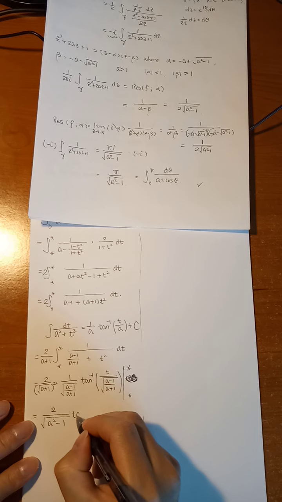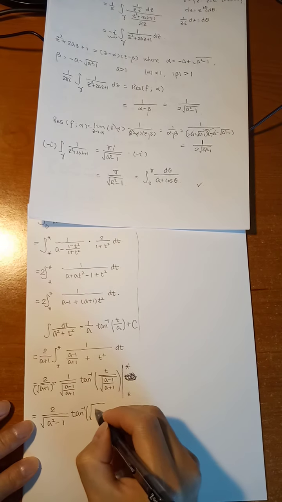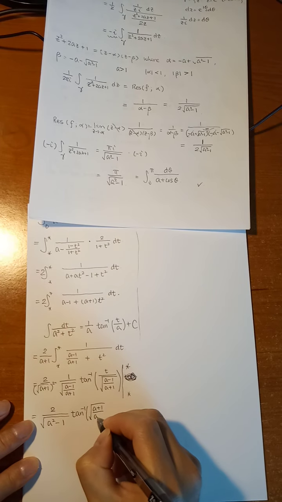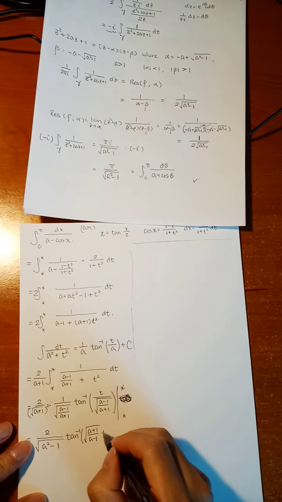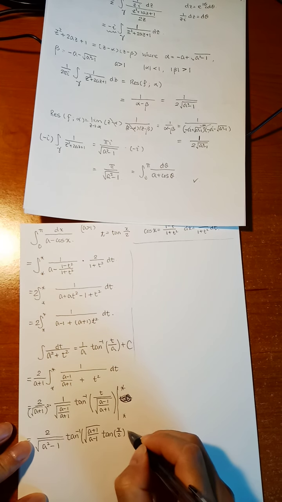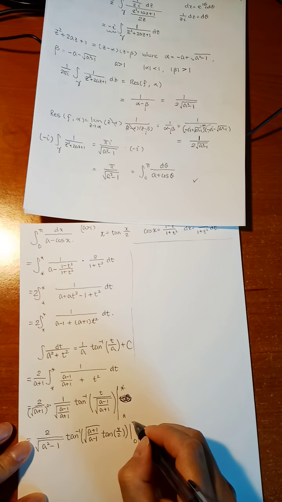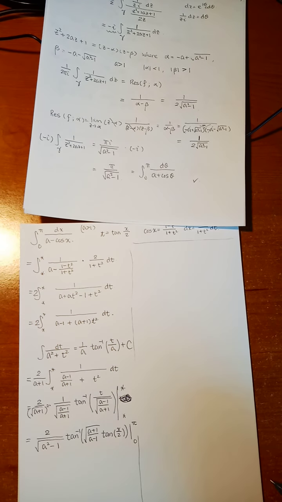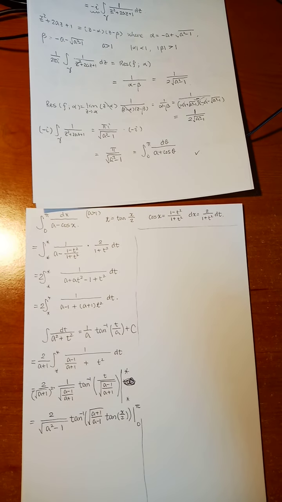And this part, tangent inverse, here it is a square root. We flip it. It's the square root of a plus 1 over a minus 1 times t. What is t? T is tangent x over 2. Now I use x. X is from 0 to pi. Okay? We're almost done. Very close.